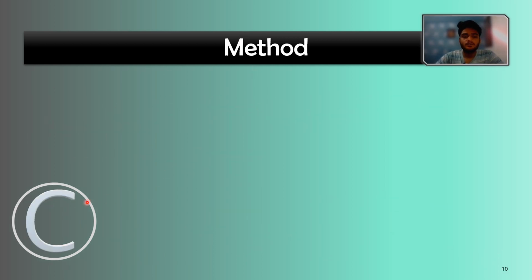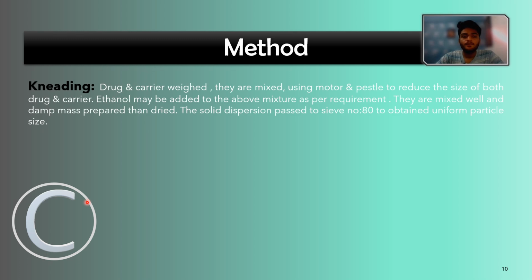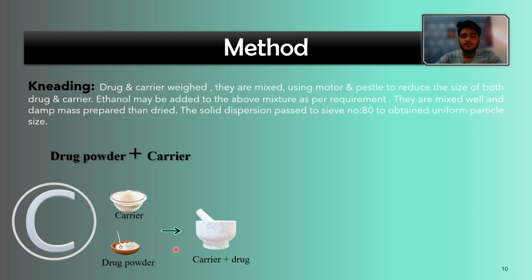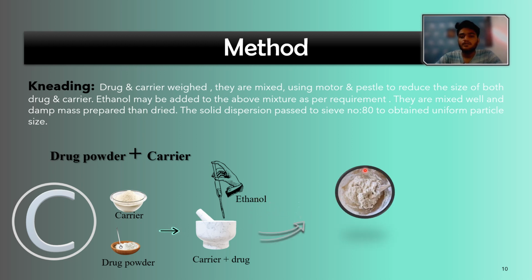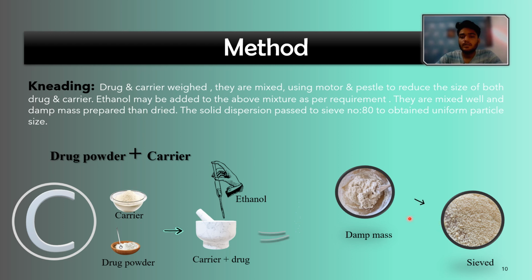The next method is the C method, that is the kneading method. In this method, the drug powder and the carrier are perfectly weighed. They are mixed in the mortar and triturated to reduce particle size. Then, if needed, ethanol is added to completely mix the carrier and drug and for their binding. As you can see, this damp mass is prepared. This damp mass is then dried and sieved.